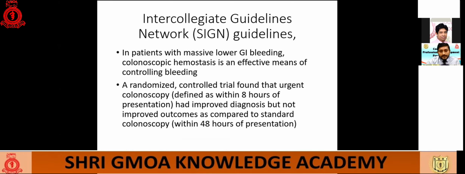So there's an interesting study by the intercollegiate guidelines. They have said that in a randomized controlled trial, if you do a colonoscopy within 8 hours of bleeding, it has not improved survival. But if you prepare a patient properly and do it within 48 hours, you can easily identify the source of bleeding and address it properly.